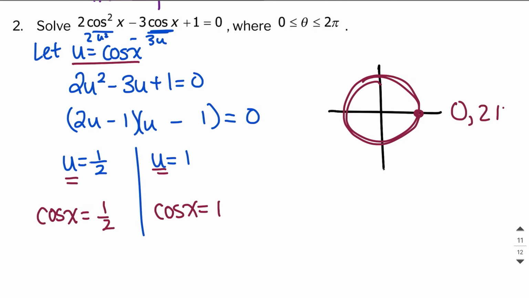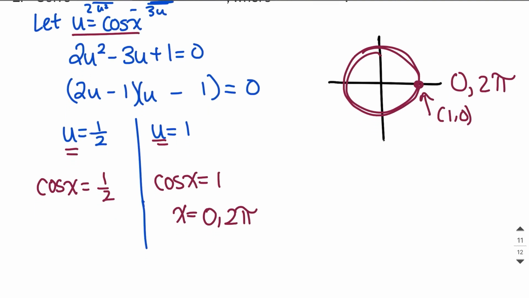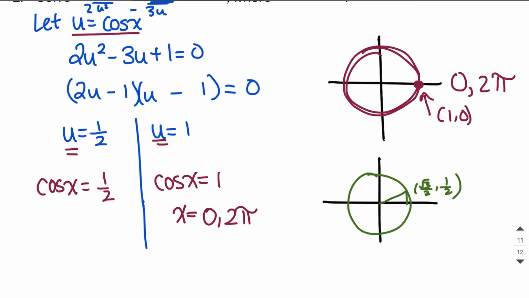It would also be 1 at 2 pi because remember again, this coordinate right here is (1, 0). So this means that x could be 0 and x could also be 2 pi. Now, for cosine of x equals 1/2, that would occur either at this angle right here, which has a coordinate of (root 3 over 2, 1/2), or at this angle right here, which has a coordinate of (1/2, root 3 over 2). Remember, cosine is x, so I'm going to be using this right here.